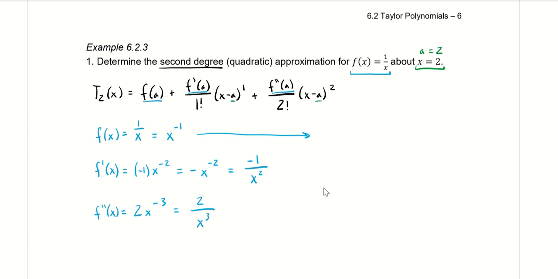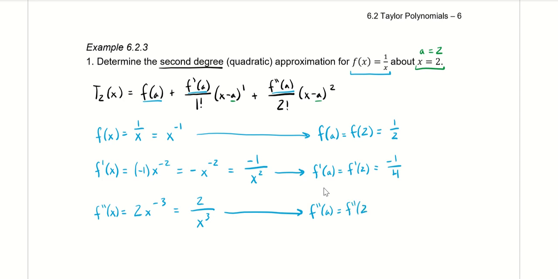Now, let's also plug in our a. So f of a, which is f of 2, is for our original function 1/2. For our first derivative, f prime of a is f prime of 2, which is negative 1 over 2 squared, which is negative 1/4. And then finally here, f double prime of a is the second derivative at 2. 2 cubed is 8, so this is 2/8, or positive 1/4.